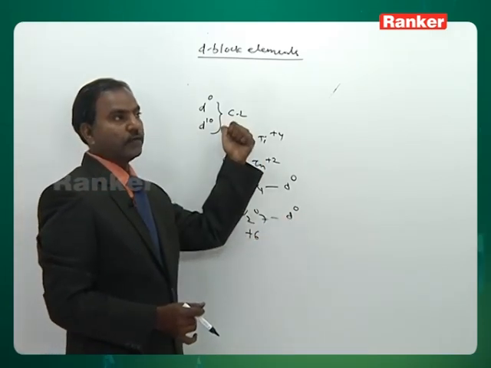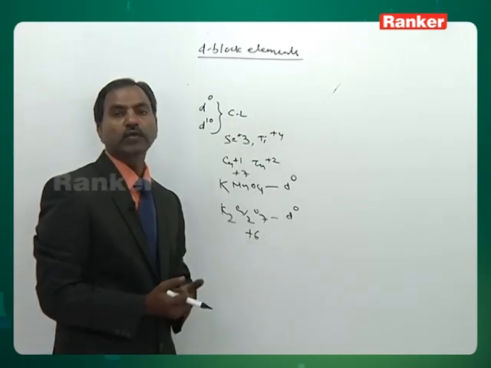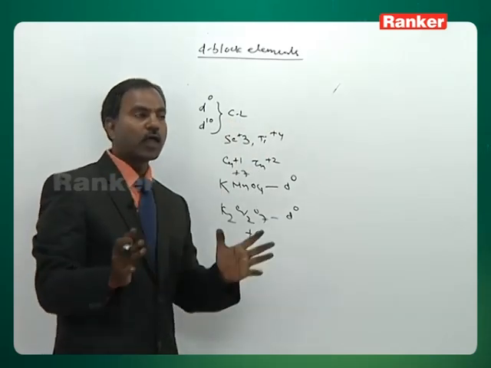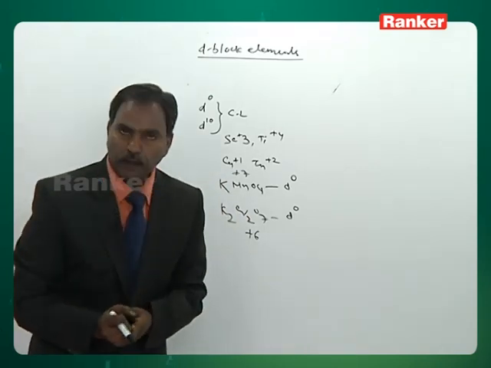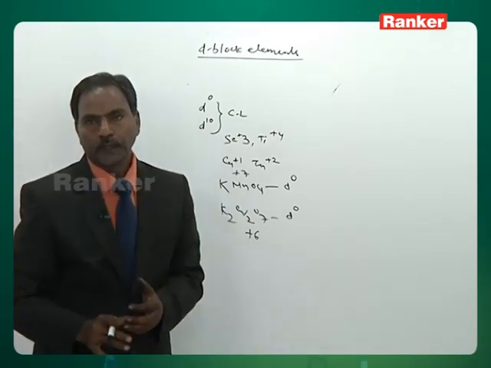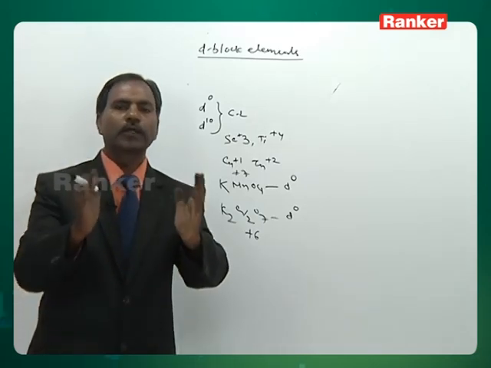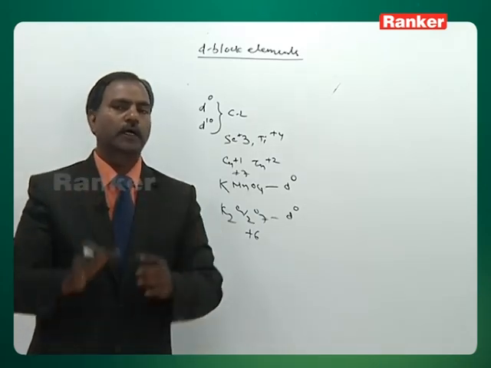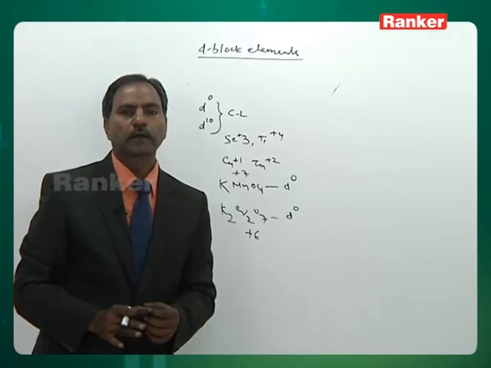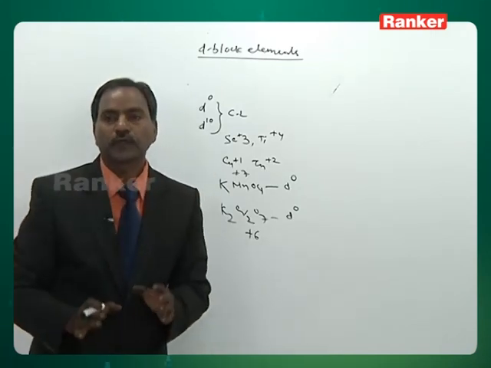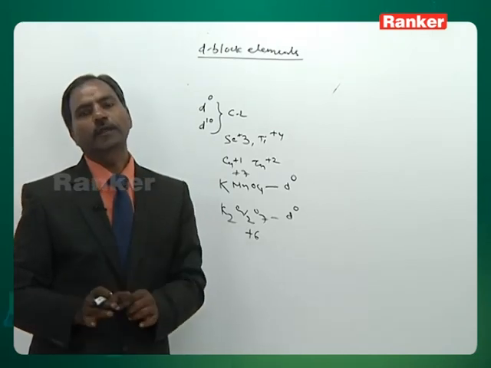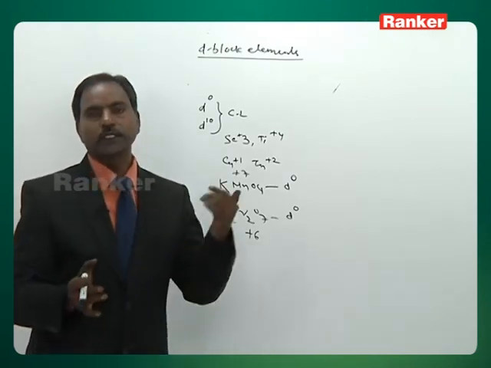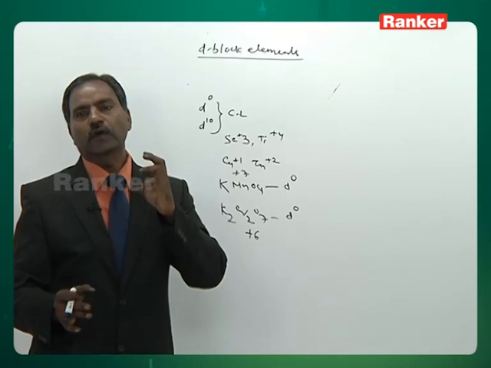What we said, if D0 configuration is there, they should not exhibit color. But I hope you know well, KMnO4 and K2Cr2O7 exhibit color. You might have seen in the laboratory, KMnO4 is dark purple in color, and K2Cr2O7 dark orange in color. Both of these are exhibiting color even though D0 configuration, no unpaired electron. This is due to charge transfer phenomenon.